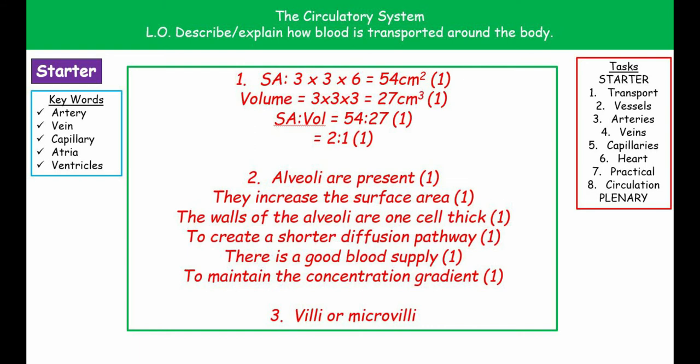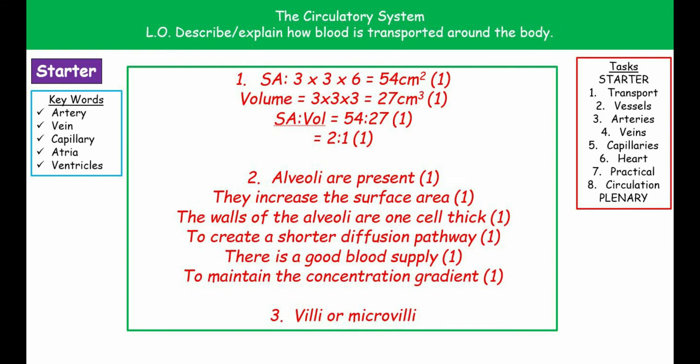Question 2, looking at how the lungs are adapted for gas exchange. If you said alveoli are present, get a mark. If you said that the alveoli increase the surface area, give yourself a tick. If you said that the walls of the alveoli are only a single cell thick, give yourself a mark. And if you said that that's to reduce the diffusion pathway or give it a shorter diffusion pathway, get a mark for that one.